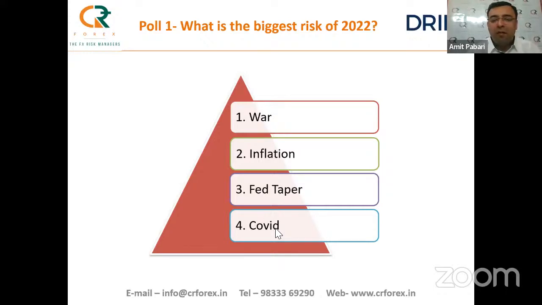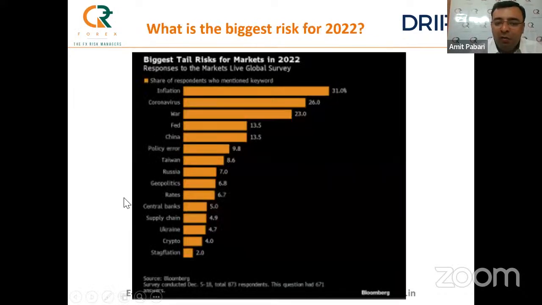Let me share the result of the poll. 45% of the people think it is war, and 44% of the people think it is inflation. So approximately close to 90% of the people are thinking that war and inflation are the two biggest risks of 2022. I think the audience is absolutely correct. They are the two biggest risks which the entire world is facing at this point of time.